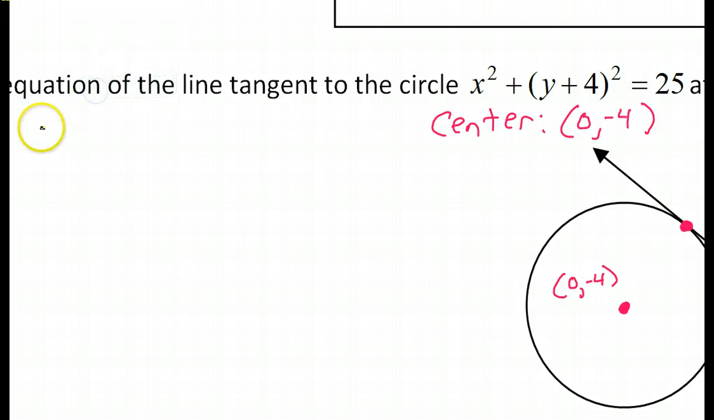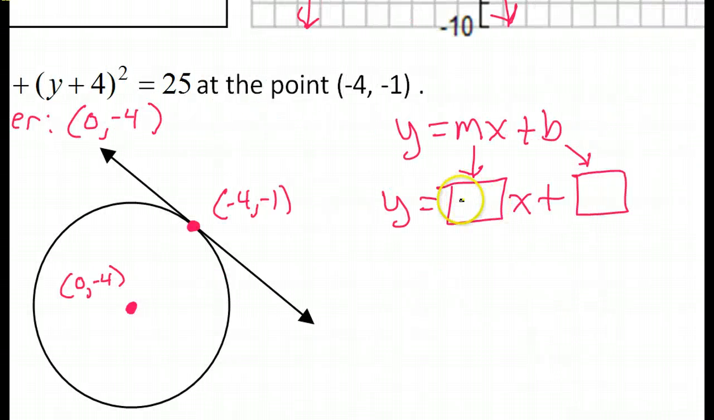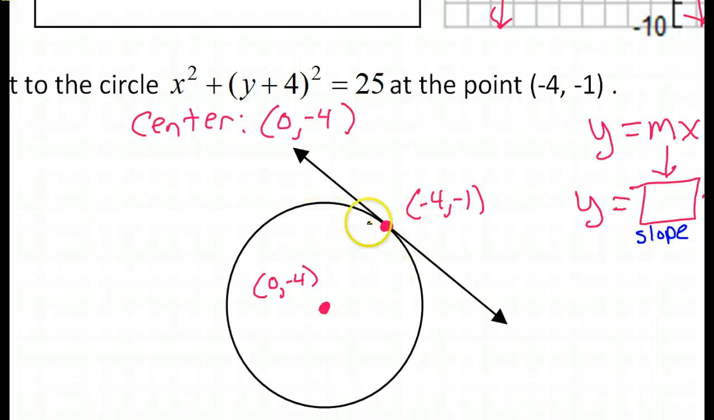So step 1: find slope. We're looking for the equation, so we need the slope and the y-intercept. Now we can't find the slope directly. We only have one point. But what we can do is first find the slope of the radius. So let's start with that, because if we have the slope of the radius, then we'll be able to find the slope of the tangent. So start by finding the slope of the radius, shown here in green.